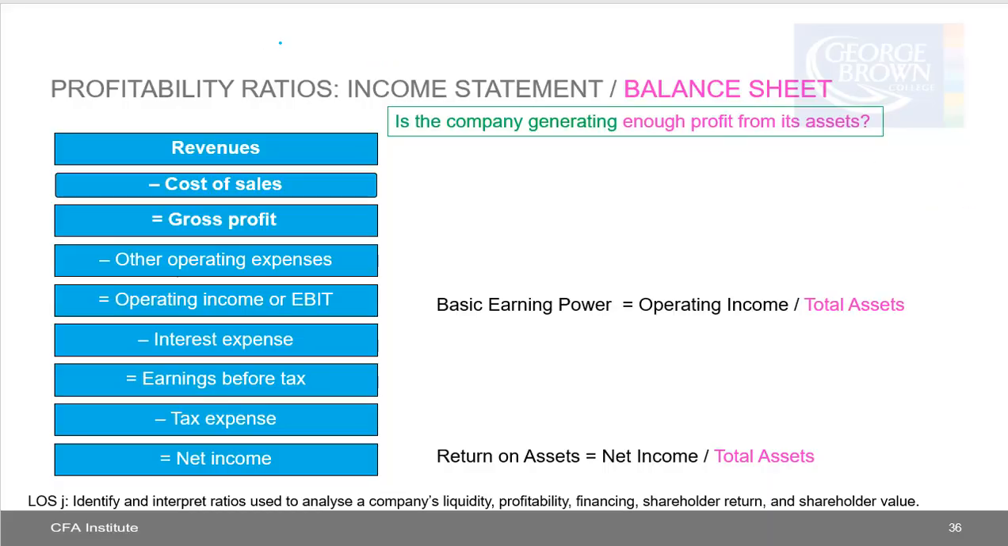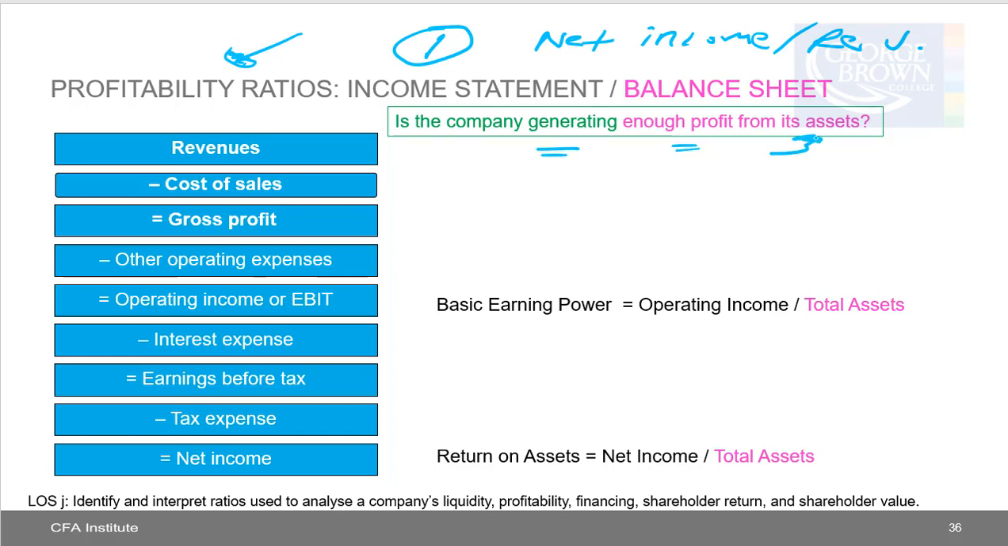So when we're looking at profitability ratios for this chapter, there's just 3 ratios. And the first one was the net income margin, which was net income divided by revenue. Okay, so we saw that on the previous slide. But again, the question is saying, is the company generating enough profit from its assets? So therefore, we're going to look at 2 more ratios in this section under profitability.